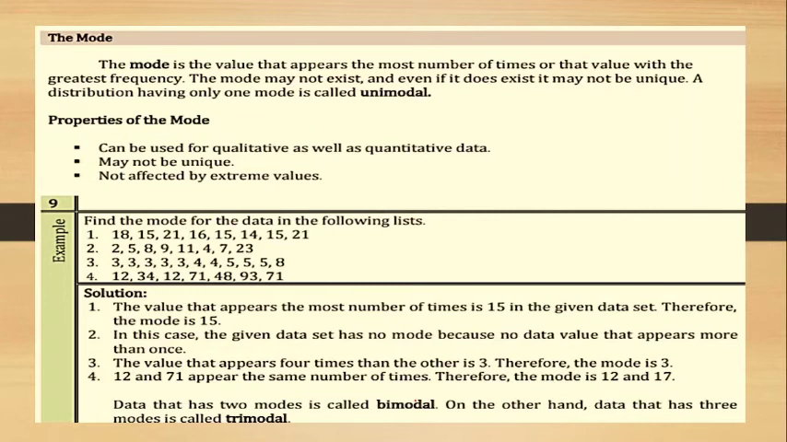Kasi, dito sa number 1, yung 15 ang pinakamaraming mag-appear. So, ilang beses nag-appear dito yung 15? 1, 2, 3. Unlike sa 21, 1, 2, dalawang beses lang. So, yung mode, yung number na pinakamaraming mag-appear, appear the most number of times. So, the answer is 15.